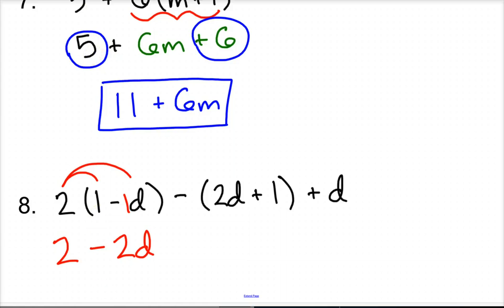I can also distribute over here with this minus sign. Again, when you see a minus sign directly in front of parentheses like this, it means multiply by negative 1. So we're going to take negative 1 times 2d, which gives me negative 2d. Negative 1 times positive 1 gives us negative 1. Watch the sign right here. And then at the end we still have this plus d hanging on.